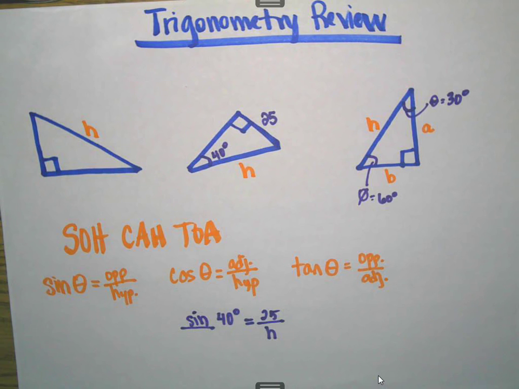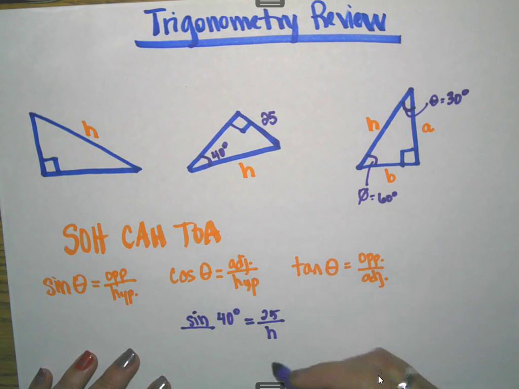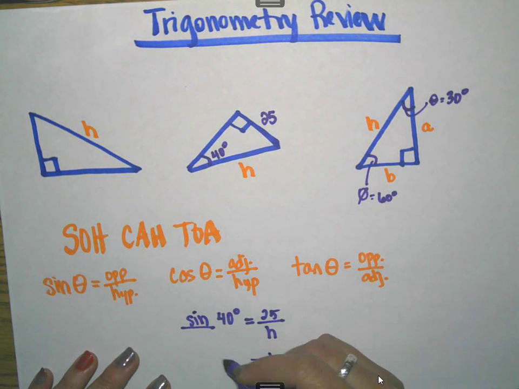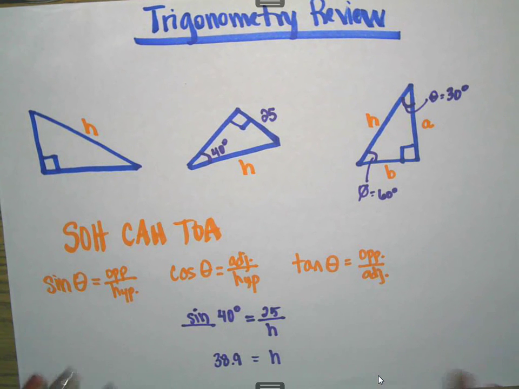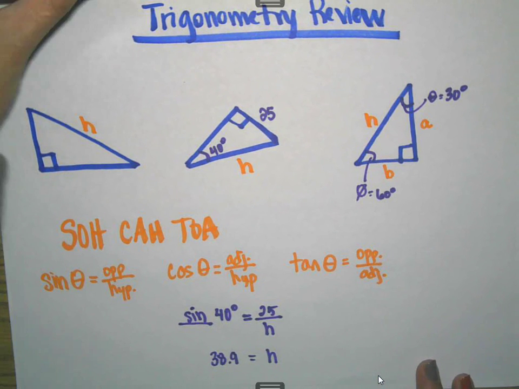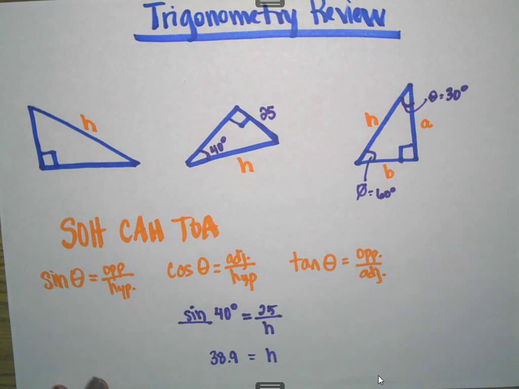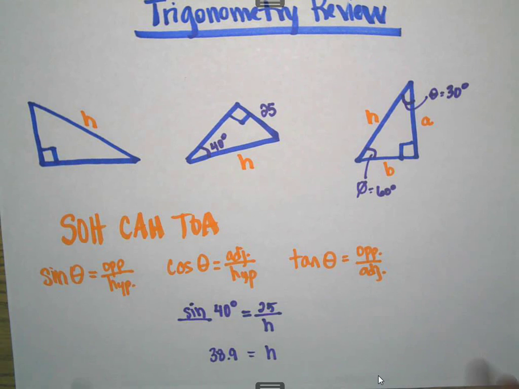I'm making it up as I go along. The answer that I get is that the hypotenuse is going to be 38.9. I'm not working with sig figs at the moment. We've not covered that in my classes yet. So at some point, maybe you'll know that that's not proper sig figs, but whatever. For right now, it's just about the trig.